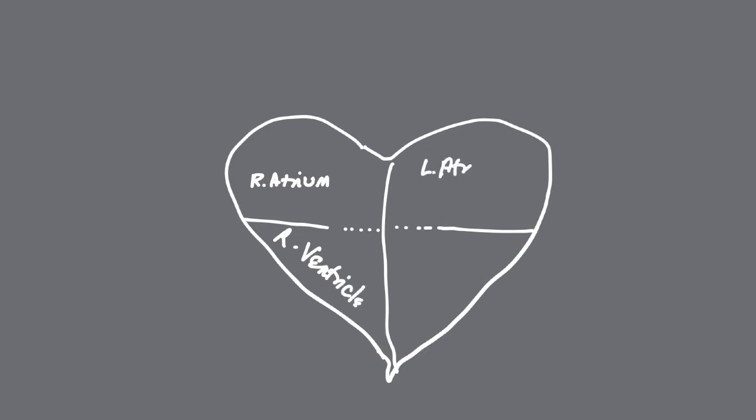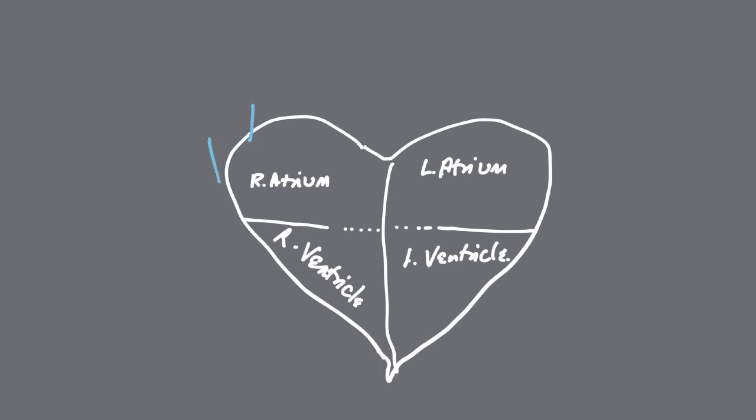Let's take a look at the pathway of blood through the heart. Here's a heart. Here are the four chambers of the heart: the right atrium, and below it, the right ventricle. On the left side is the left atrium, and below it, the left ventricle.